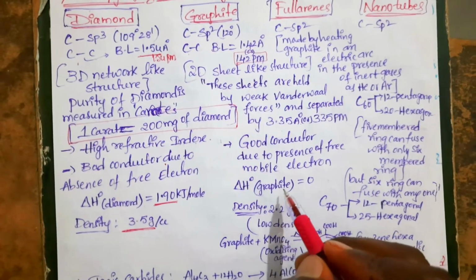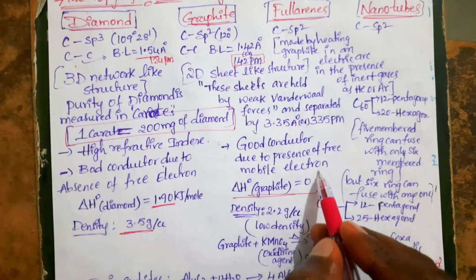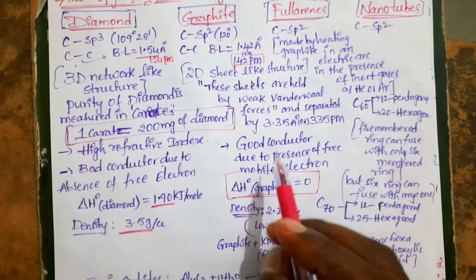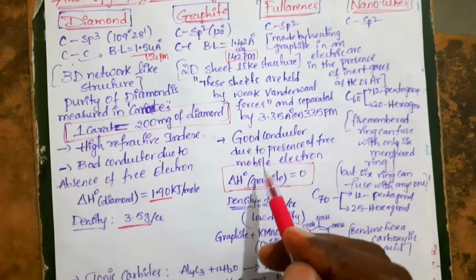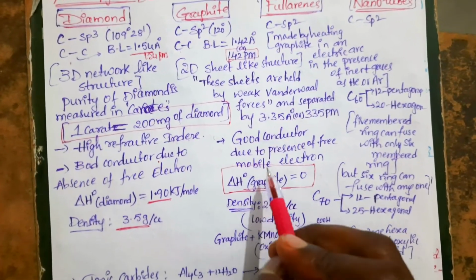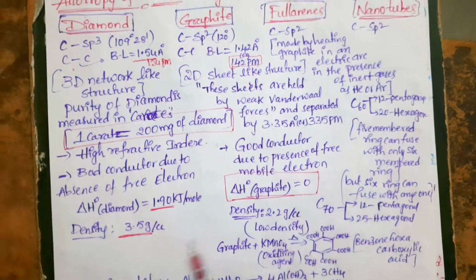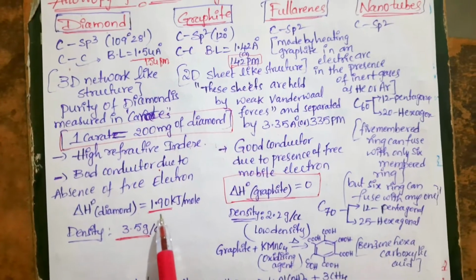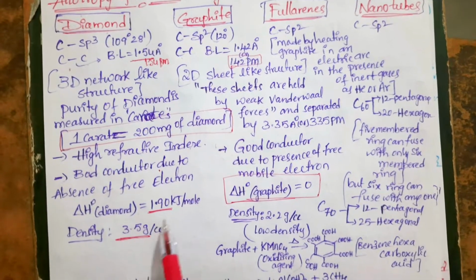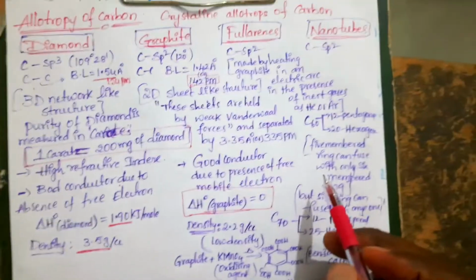And if you look at the enthalpy of graphite, the actual natural abundance of carbon is in the form of graphite. So for that reason the standard enthalpy of carbon in the form of graphite is taken as 0. But diamond is not naturally available, so its standard enthalpy is 1.90.